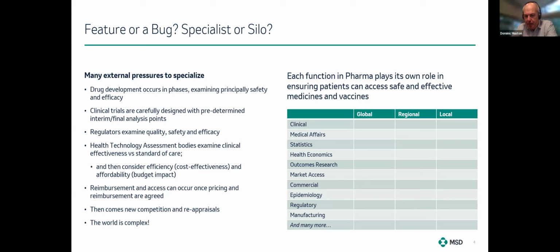And you'll observe, of course, that every function in a pharmaceutical company plays its own role in ensuring patients can access safe and effective medicines and vaccines. One step of that is the HTA, but it's one step of many. And you'll have all these different functions: the clinical people who run the trials, the medical affairs who are close to the medics and stakeholders at the country and global level, statistics, health economics, which we're talking about today, outcomes research, real-world evidence, market access, commercial, epidemiology, regulatory, manufacturing.